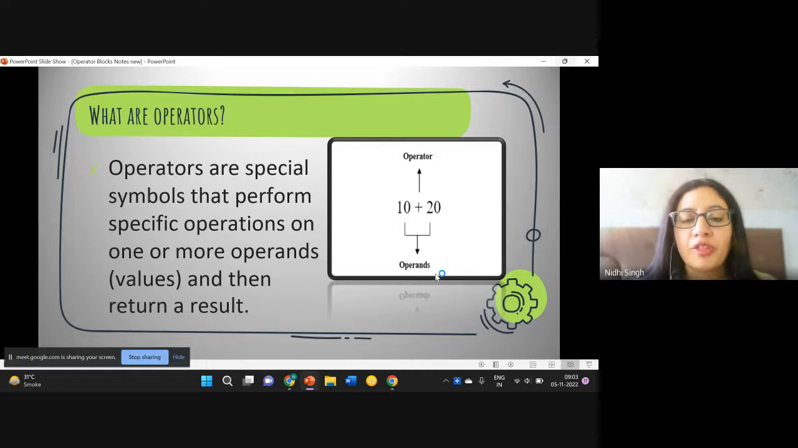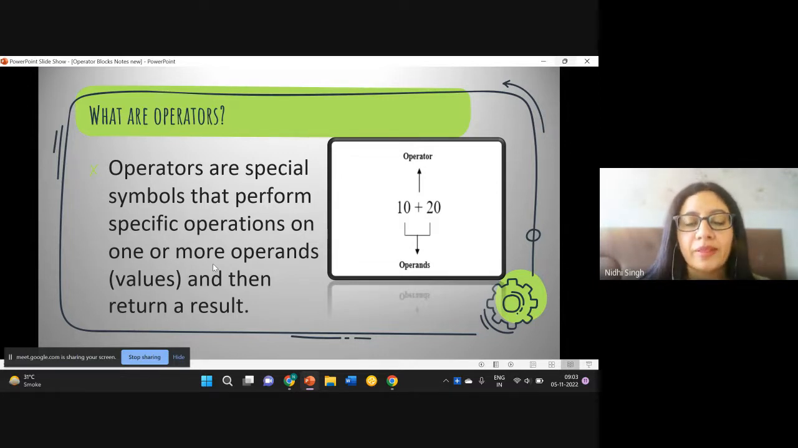Okay. So today's class is about operators which we have in Scratch, and this will help you in your mathematics subject also. Okay. So just focus on the class. If you are not getting something, please ask me. Okay. All right. So when we perform this addition operation, you will get some result. What will be the result? 30 will be the result here in this example. So two things, operators and operands.